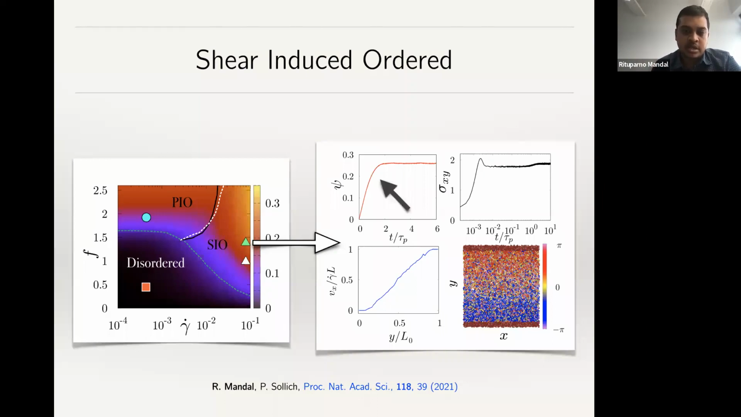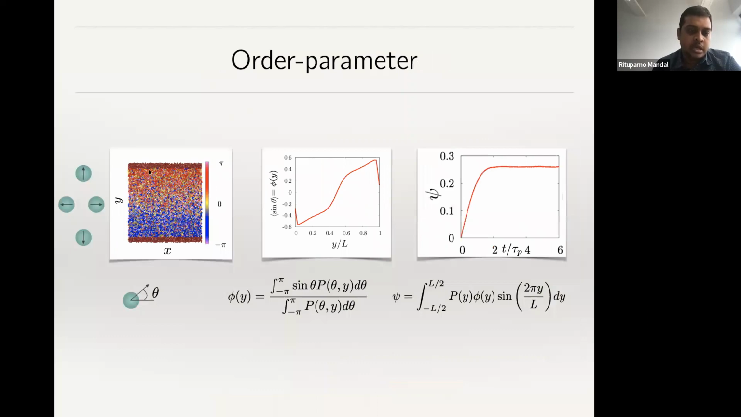But the most interesting thing is it has a finite order parameter. So there is an order parameter that grows and saturates. So I'll describe the order parameter now. What we do here is we calculate the average of sin theta across the system. And why do you do that? Because as I told you, the orientation is here towards up, so the sin theta average is close to 1. And here towards down, so it's close to -1. So I get a profile like this, which is a profile of phi of y. And then I take a first Fourier mode of this to get the order, which is psi, right?